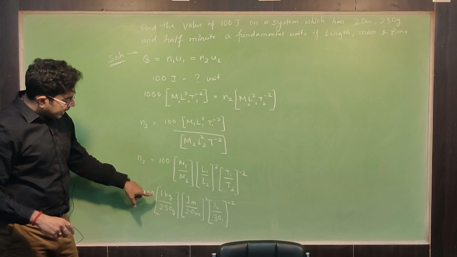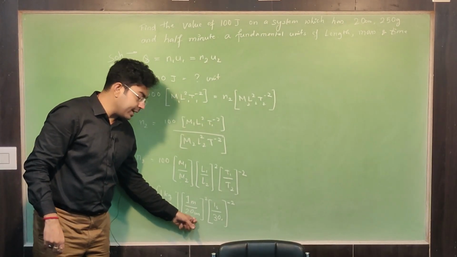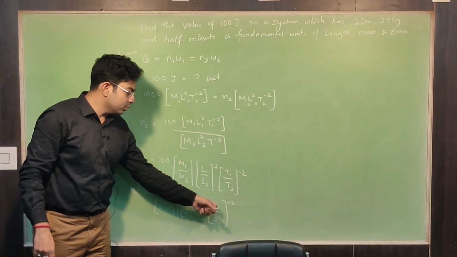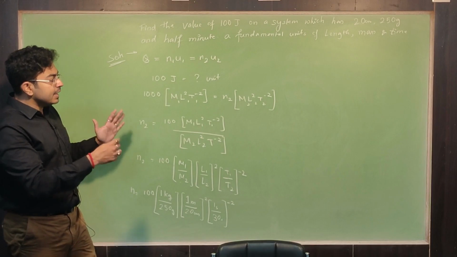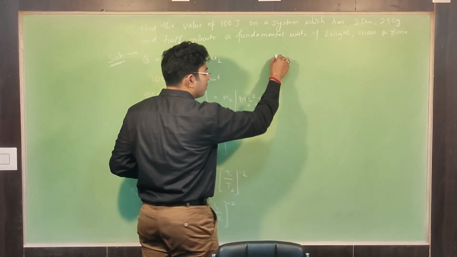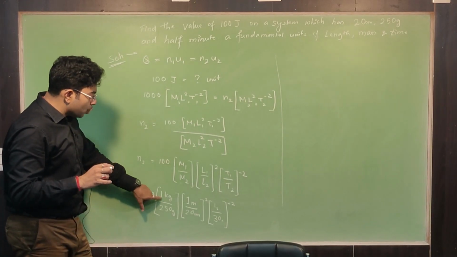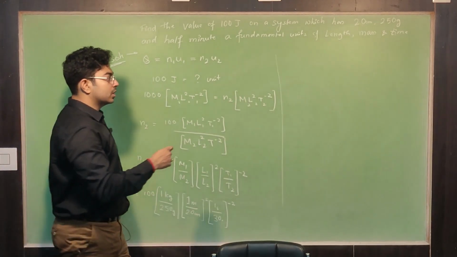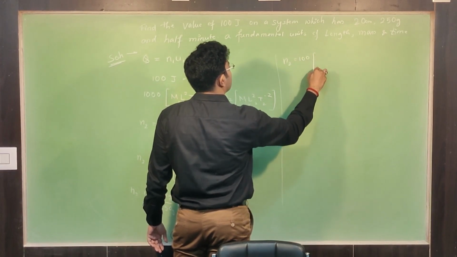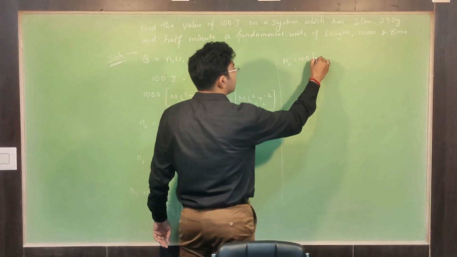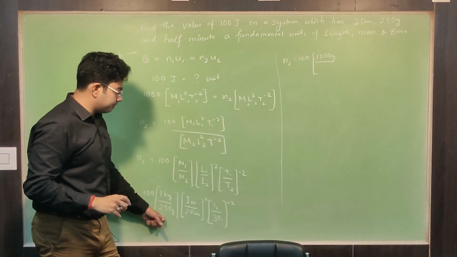Now, can you cancel 1 kg by 250 gram? No. Can you cancel 1 meter by 20 centimeter? No. Can you cancel 1 second by 30 seconds? No. So, you have to make them in one format. One format means 1 kg can be converted into gram. So, we can write N2 is equals to 100. 1 kg I am writing here, 1000 gram by 250 gram.